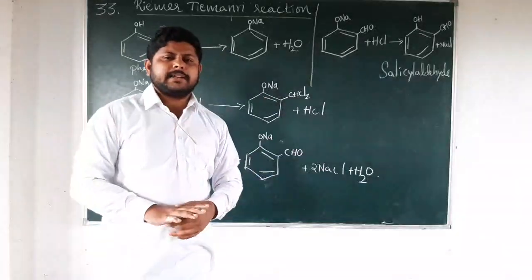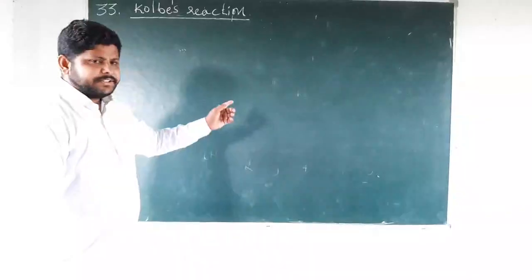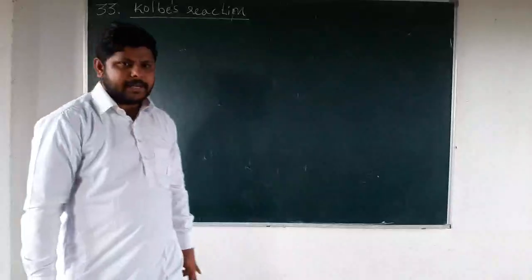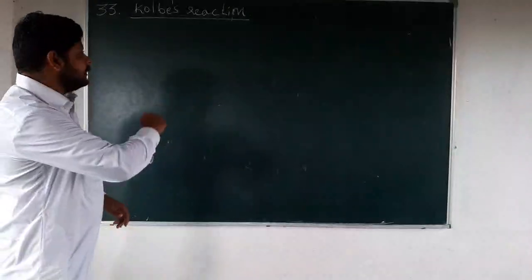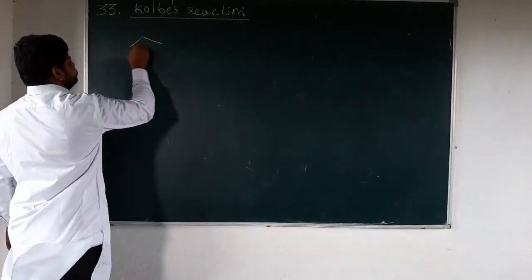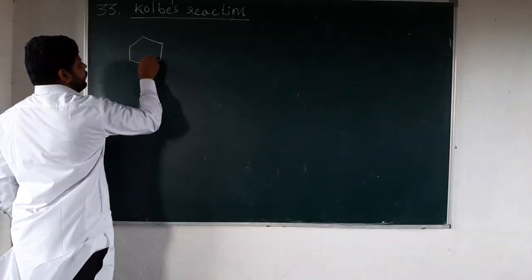That is the Reimer-Tiemann reaction. The second reaction is Kolbe's reaction, from the same chapter, alcohol, phenols and ethers. Here also phenol. This is also one of the reactions of phenol. It is only 2 steps. Phenol.